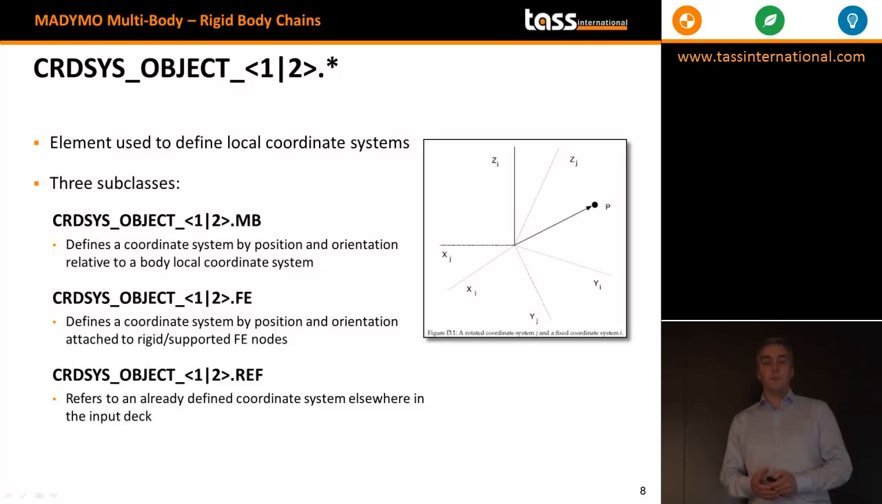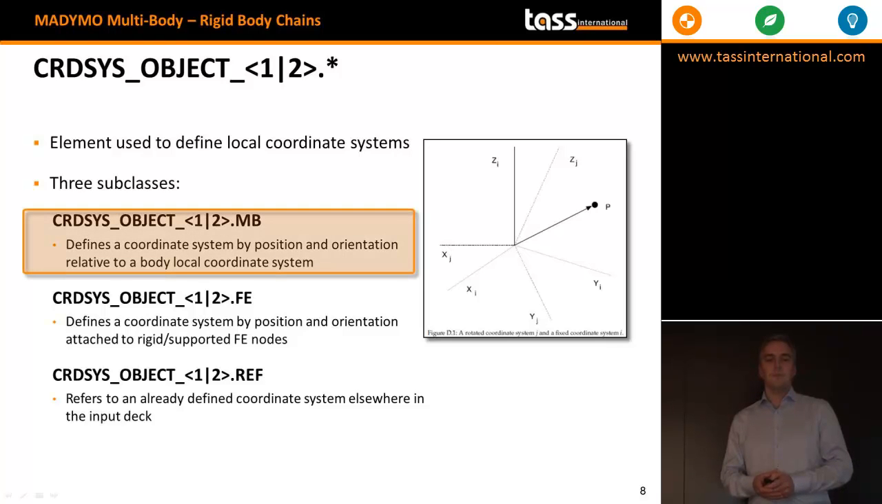Joints, for instance, need to be defined, as mentioned, with respect to the local body coordinate system, and they can be defined with the element coordinate system object. You have three subclasses for coordinate system object: the coordinate system object MB, FE, and reference, where reference is merely an indirect reference to a coordinate system object MB or FE. You see on the slide that we have coordinate system 1 or 2 dot MB, for instance. We'll see this later for the joints. This is meant because for a joint you need to define two coordinate systems. In this session, for a simple rigid body multi-body chain, we will focus on coordinate system object dot MB.